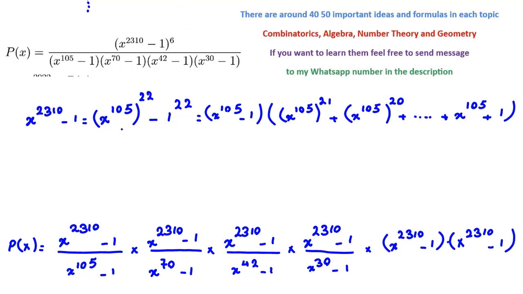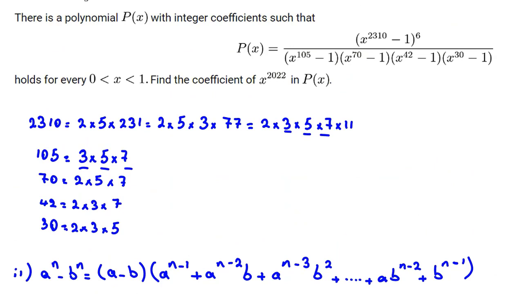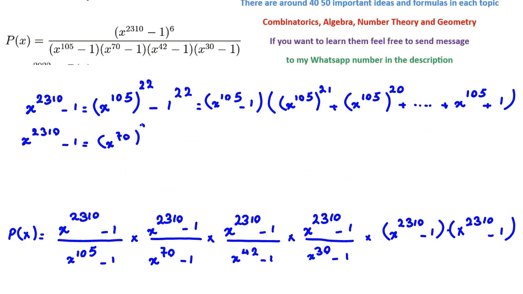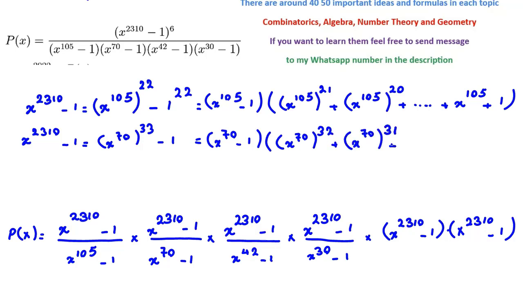Okay, for the next one, x to the 70 minus 1. If you write x to the 2310 minus 1, x to the 70 to the power of what? Let's check it here. For 70, we have 257. So 3 times 11, 33. So it will be 33 minus 1 to the power of 33. We can write it as x to the 70 minus 1 times x to the 70 to the power of 32 plus x to the 70 to the power of 31 plus 2 x to the 70 plus 1.